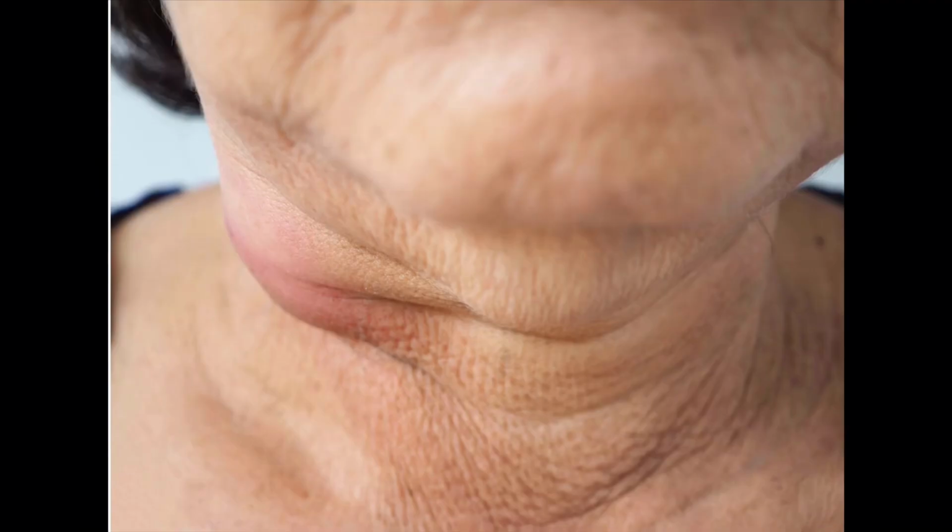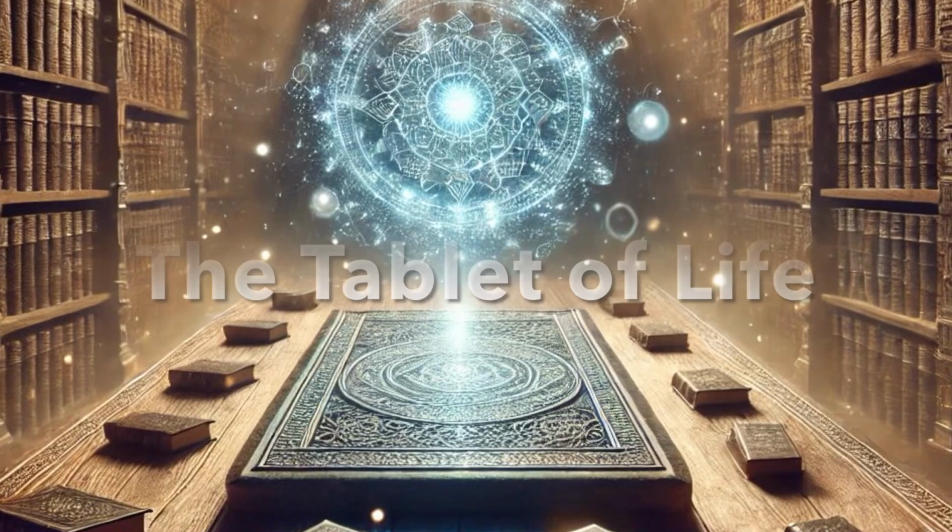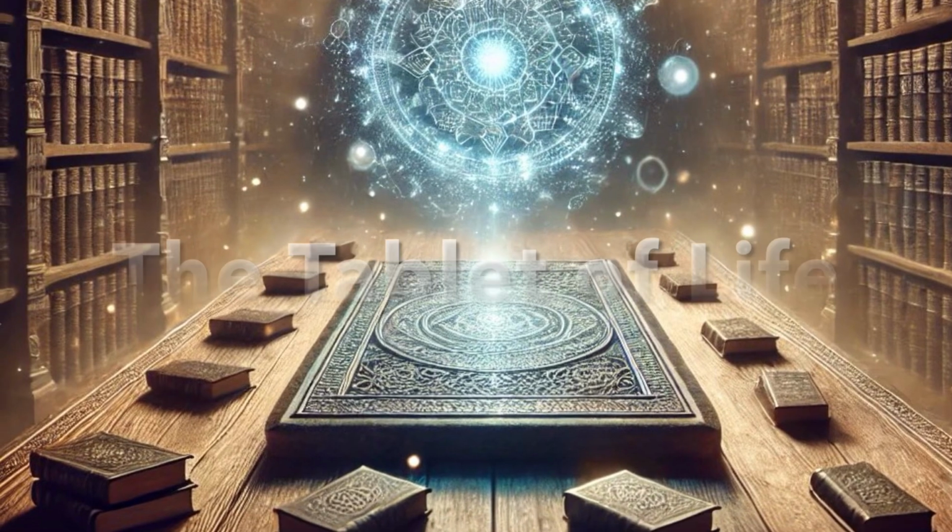Verse 3:80, collared around neck, connected to the SH2D1A gene and neck swelling. Verse 22:19, burned head and clothes like burned body, could be associated with the EDA gene and ectodermal dysplasia. Overall, this visual representation illustrates a clear connection between genetic factors and text in the manuscript. By juxtaposing the X chromosome with the manuscript, the image manifests an astonishing relationship between biological and divine aspects.